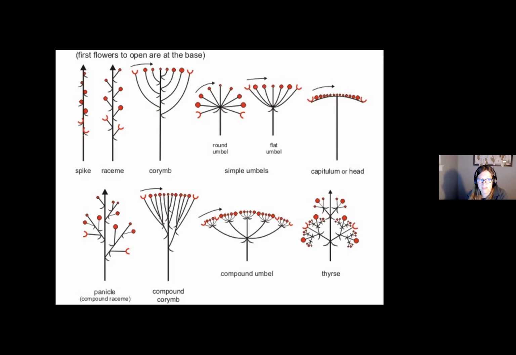And then you have your compound umbels. The older flowers are at the outside and the new flowers are in the middle. This is just showing you how they grow. Whereas in a thyrse, you have the old flowers in the center and the new flowers on the outside. So it depends on how they actually grow.